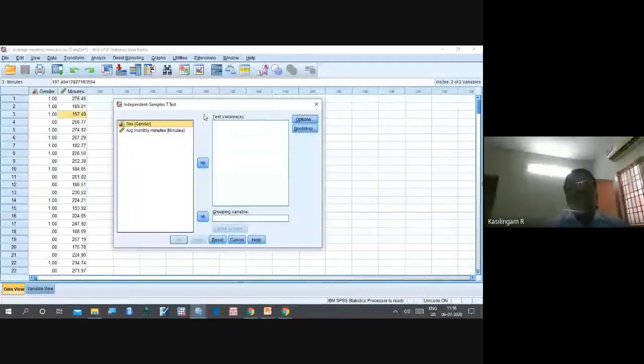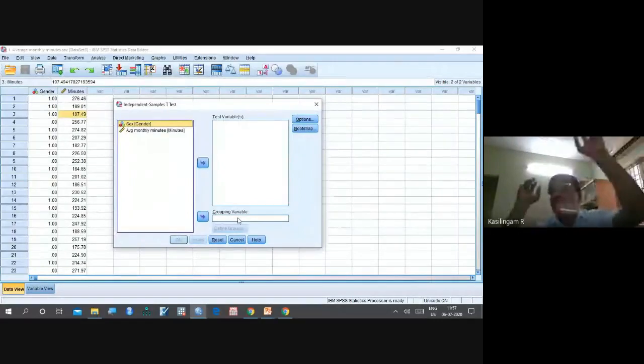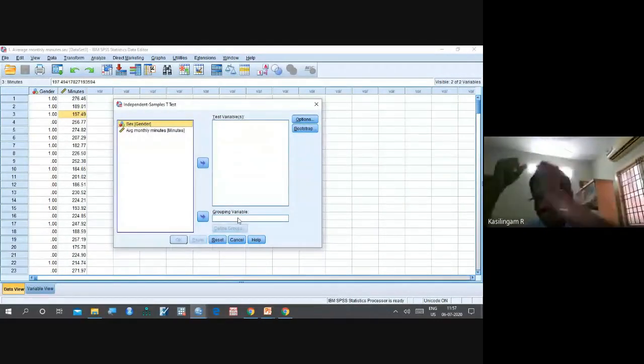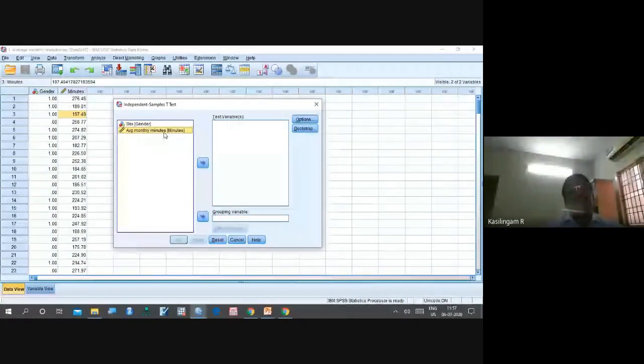Now, here I have two boxes. One is the test variable box, another is the grouping variable box. In the test variable box, I put average monthly minutes, how much time there is, because I want to test the performance. That is the test variable, or dependent variable, or metric variable. So that variable I am putting in the test variable.